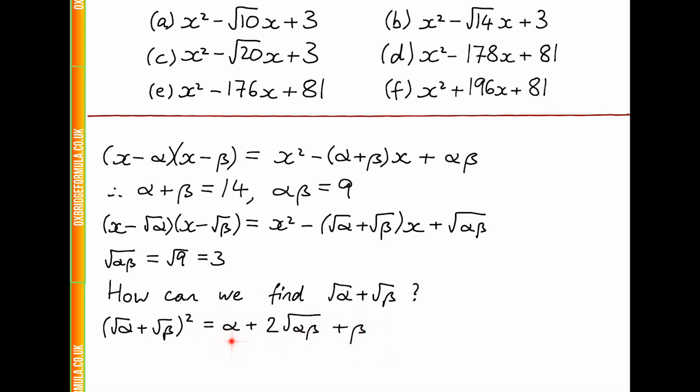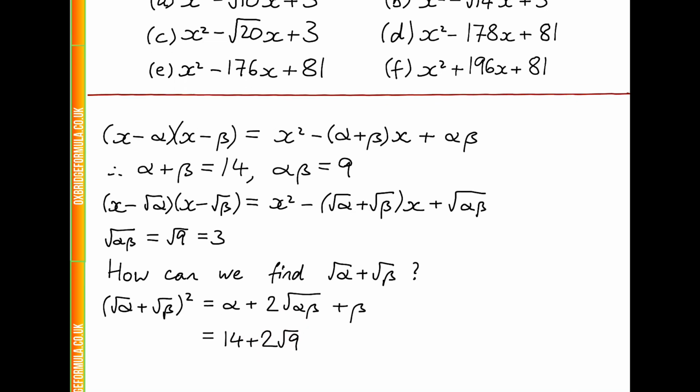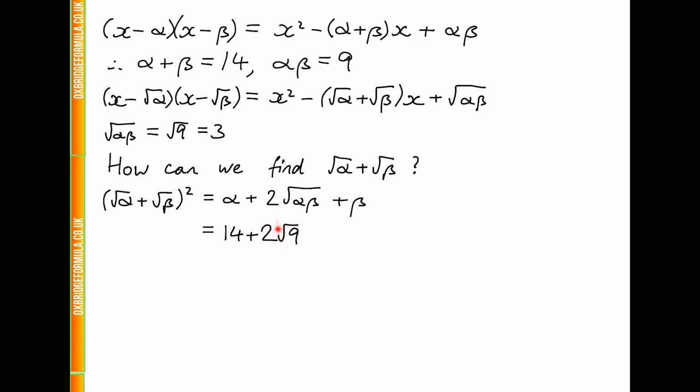And we know what alpha plus beta is, and we've just found the square root of alpha beta is 3, because we know alpha beta is 9. So we can rewrite this as alpha plus beta, which is 14, plus 2 times square root alpha beta, which is 2 times square root 9. Square root of 9 is just 3, so 2 times square root 9 is 6, so 14 plus 6 is 20. So we know that (square root alpha plus square root beta) all squared is equal to 20. Therefore, if we square root both sides, since we know this is positive, we have square root alpha plus square root beta is equal to square root 20.